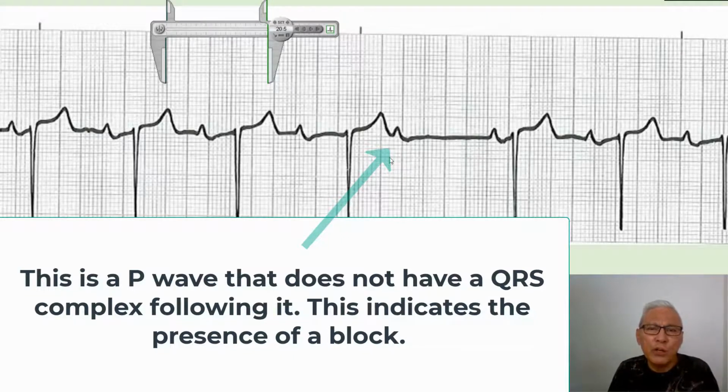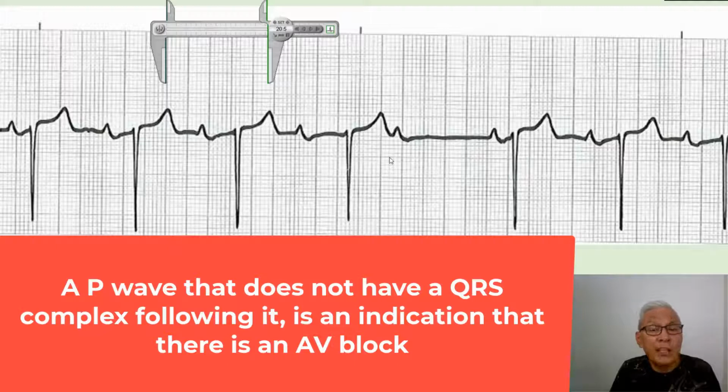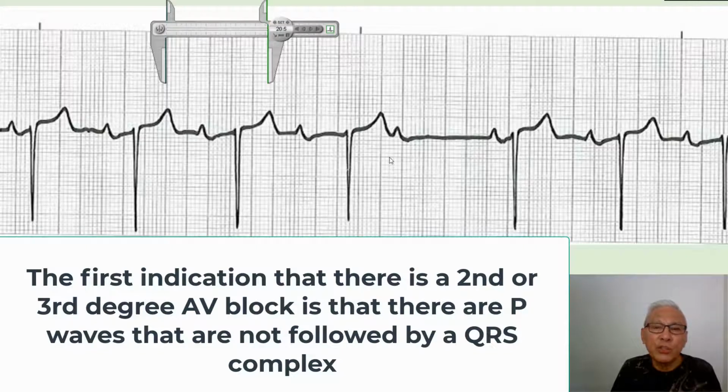So when we see a P wave without a QRS complex, it should be identified as a blocked P wave. So there's a blocked P wave, which means to say that the P wave or the impulse coming from the atria was not successful in being conducted to the ventricles, resulting therefore in a P wave without a QRS complex. So this is the most significant observation, or the first observation that you will see in a second degree AV block. There is a P wave that does not have a QRS complex.